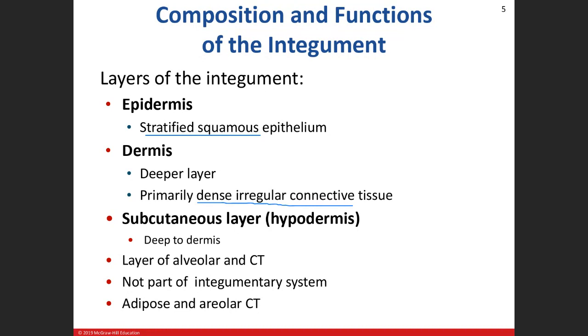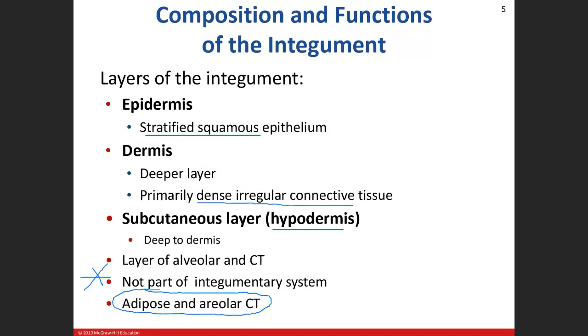All right, then beneath our skin, we have our subcutaneous layer. It sits right underneath there. We also call it the hypodermis. It is primarily made up of adipose and areolar connective tissue.